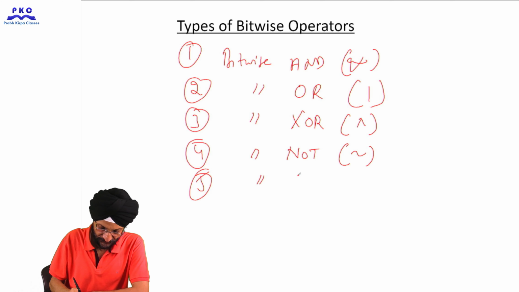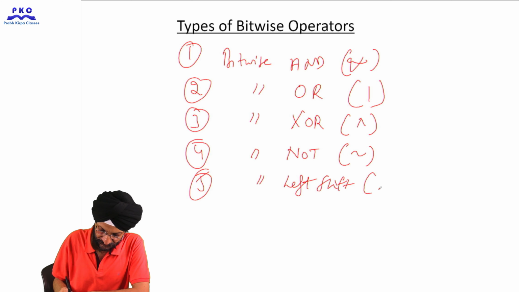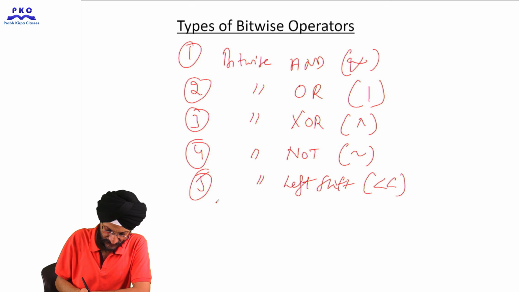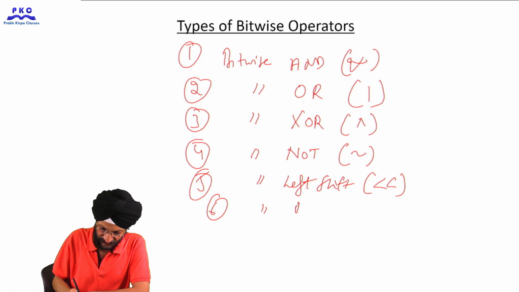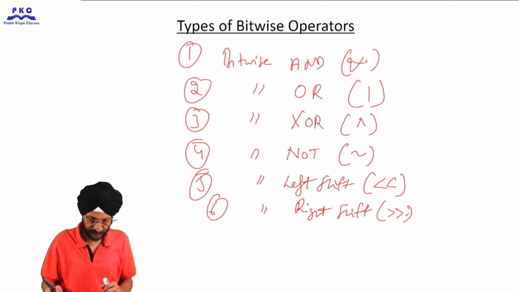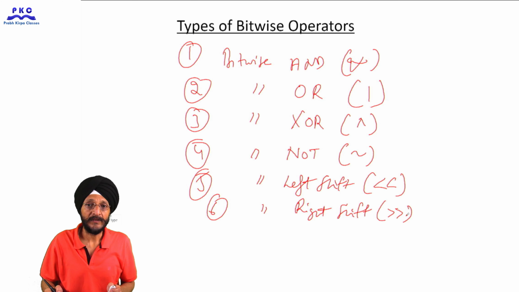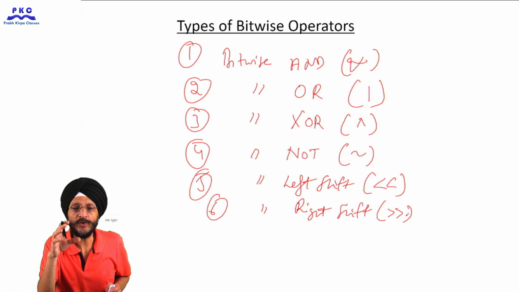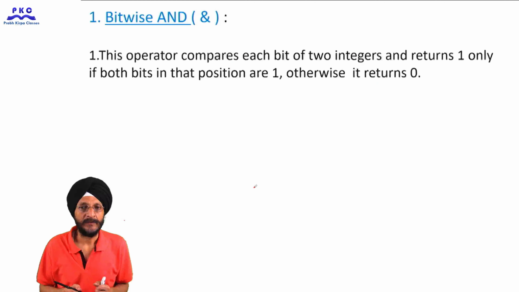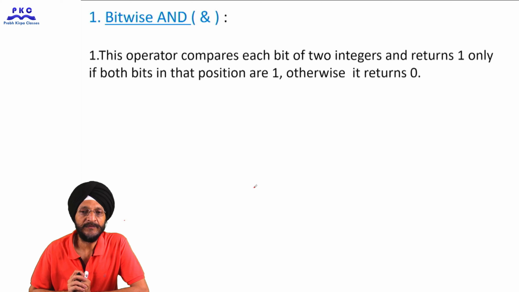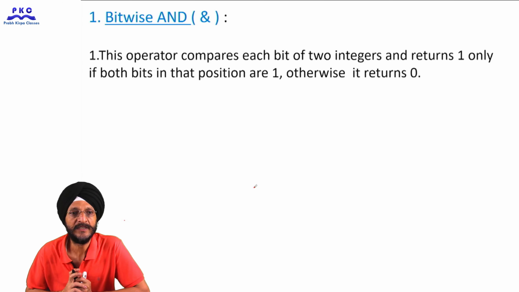Then bitwise left shift, and another is bitwise right shift. Now we will understand each of these operators one by one. Now we discuss the first bitwise operator. First is bitwise AND.